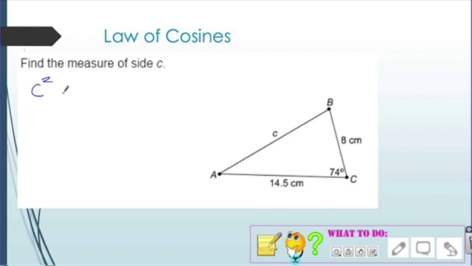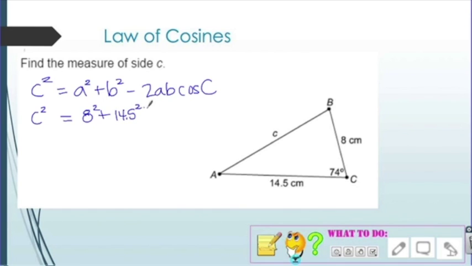So it's going to be c squared is equal to a squared plus b squared minus 2 times a times b times the cosine of angle C. So plug in what we know. We don't know C. A is 8 because it's across from angle A. B is 14.5 because it's across from angle B. Minus 2 times 8 times 14.5 times the cosine of angle C, which is 74.